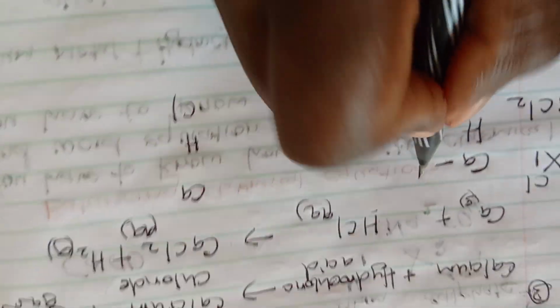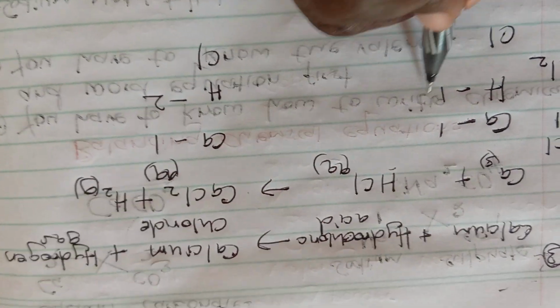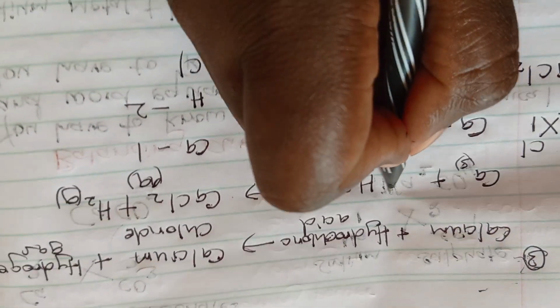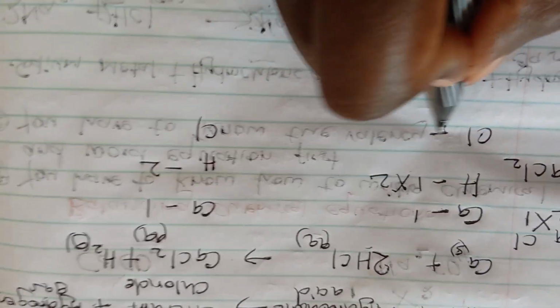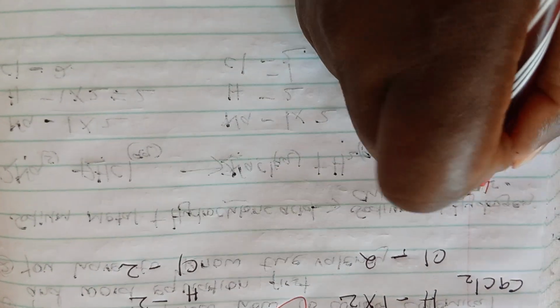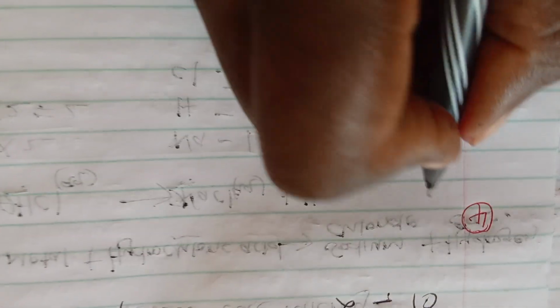So you balance. Calcium is 1, calcium is 1. Hydrogen, here we have 1, this side we have 2. So you have to balance it. You multiply here by 2, and remember to multiply here by 2 also, so that your hydrogens balance. Then chlorine, now here we have 2, and chlorine we already have 2 there, and now your equation is balanced.